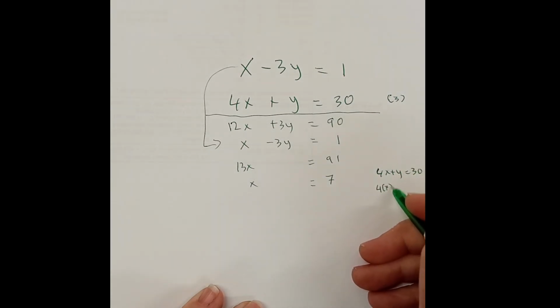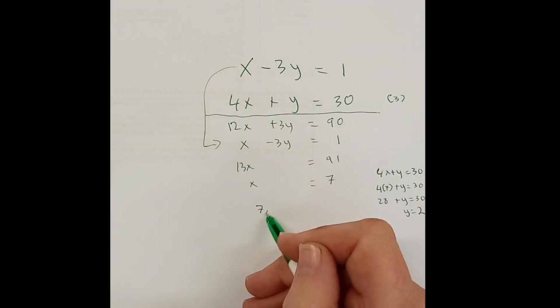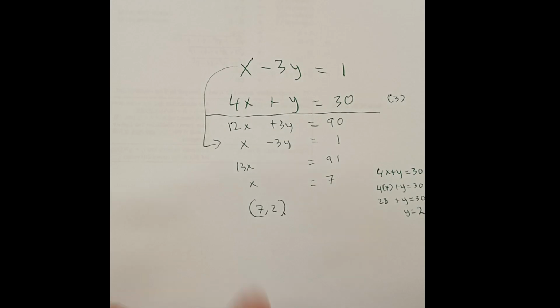4 times 7 plus a number is 30. 28 plus a number is 30. Take 28 from both sides. y is 2. So put them together now. 7 comma 2. And do that. Now let's try a harder one.